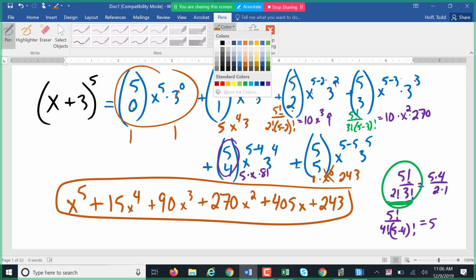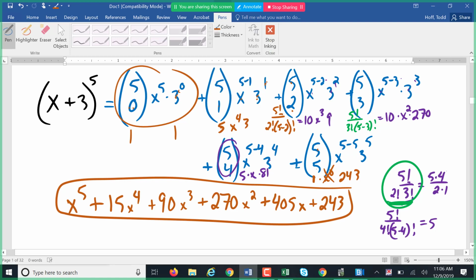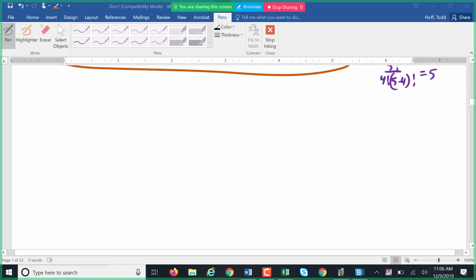Now, of course, it doesn't stay quite that simple. We can have coefficients on the x, and we can have negatives in there. We could have other variables if we wanted to. So let's do this one here. Let's do 2x minus 5. And let's just do this to the power of 4. Now it's to the power of 4, which means there's going to be 5 terms in this expansion.